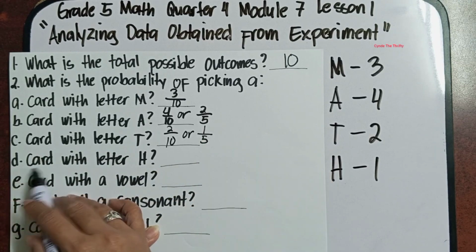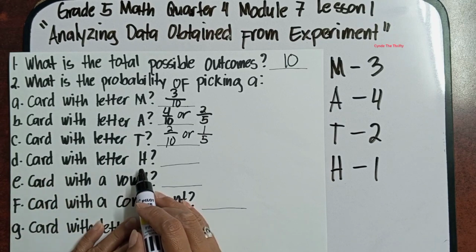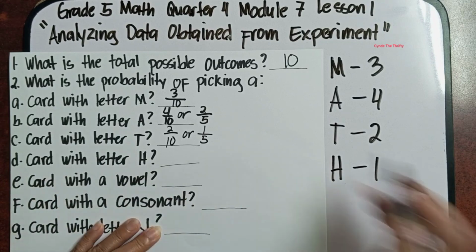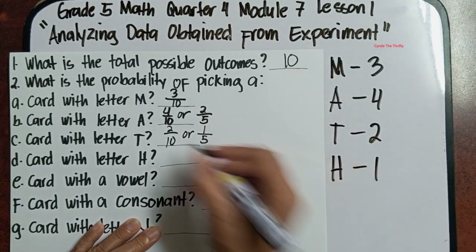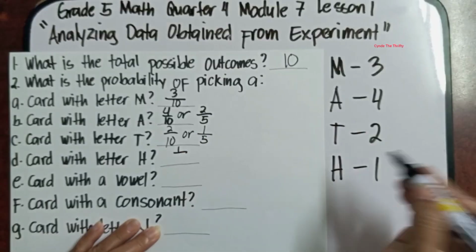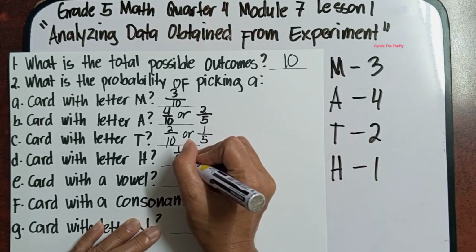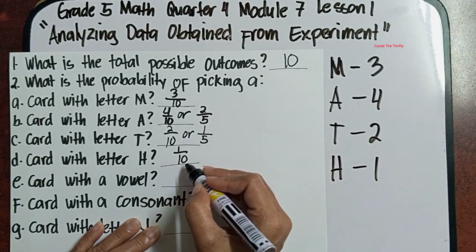Letter D, card with letter H. So, ilan yung H natin? Isa. So, ibig sabihin, ang total favorable outcomes natin is 1. And then, ang total possible outcomes is 10. So, 1 over 10 or 1 of 10.